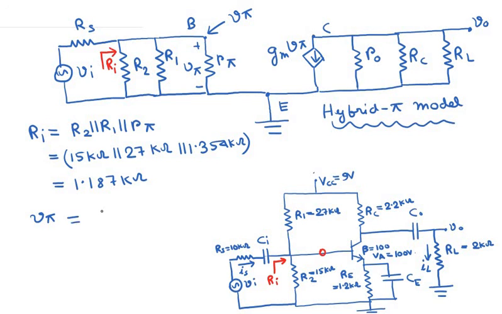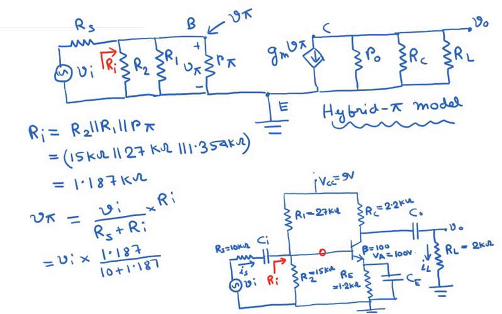Okay, so V pi is basically Vi divided by Rs plus Ri, into Ri. So this is equal to Vi into 1.187. Ri is 1.187 kilo ohms, this we have already calculated here, and Rs is given to be 10 kilo ohms. So 10 plus 1.187, which basically gives me 0.106 Vs. Sorry, 0.106 Vi.